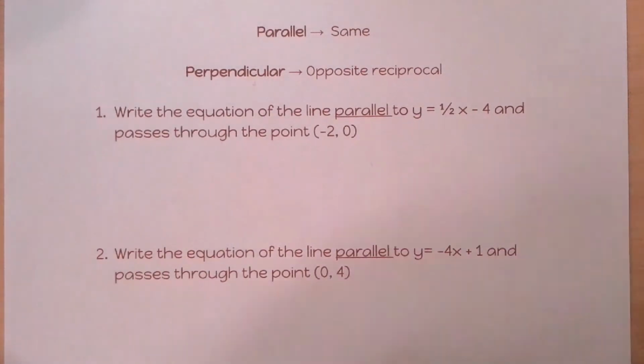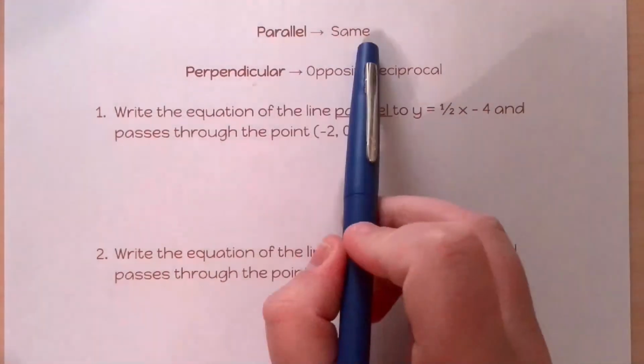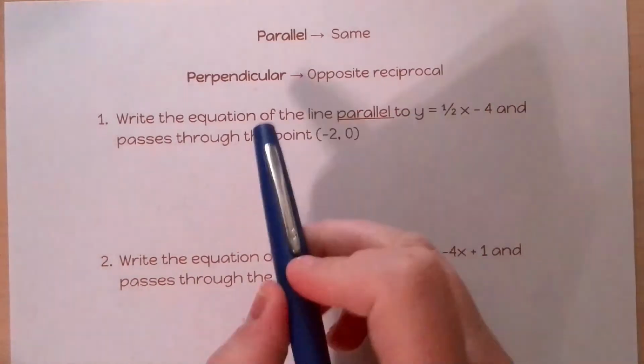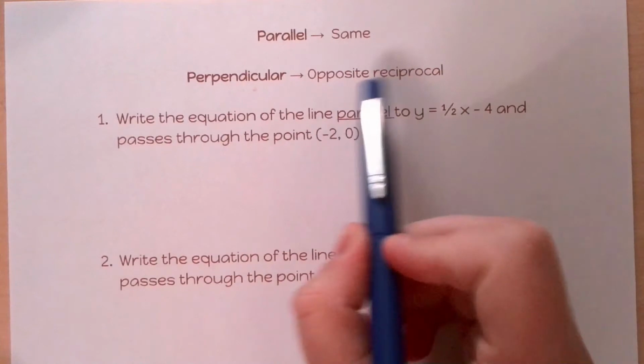Alright, so biggest thing to remember, when we have parallel slopes, they are going to be the exact same. And I mean the exact same. I cannot stress this enough. They're the same. Perpendicular are going to be opposite reciprocals.